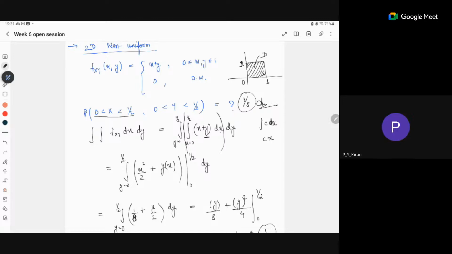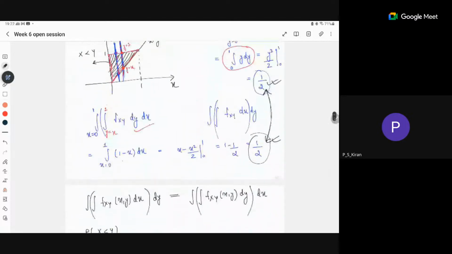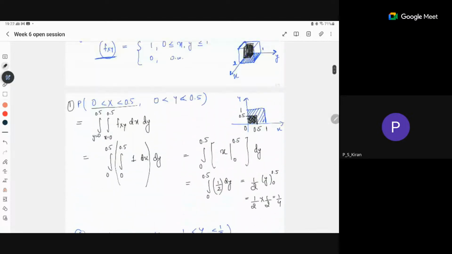Ma'am, in this case, the distribution of x and y doesn't matter. Whatever distribution it is. Distribution of x and y doesn't matter, what are you trying to say? I mean, in the previous example, we were given that they are uniform. Yes, and this is the non-uniform case. So how does the graph of x plus y look?